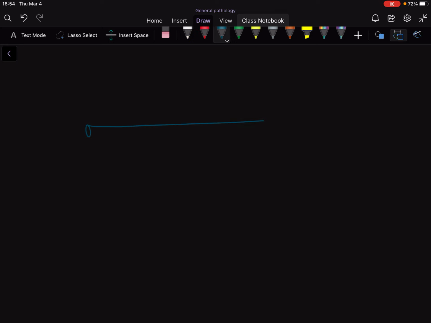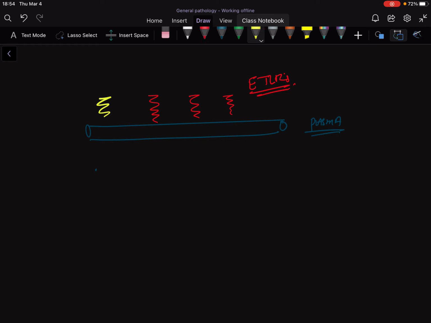So suppose this is the plasma membrane here, and everything which is present extracellularly is called extracellular toll-like receptors. Not only that, C-type lectin receptors are also present extracellularly.